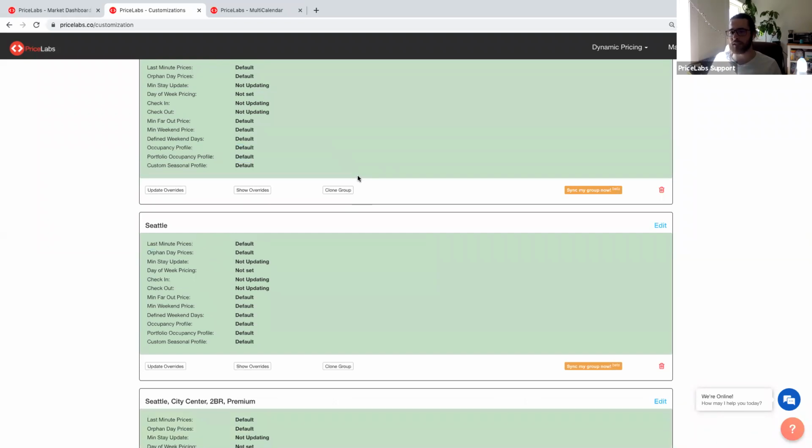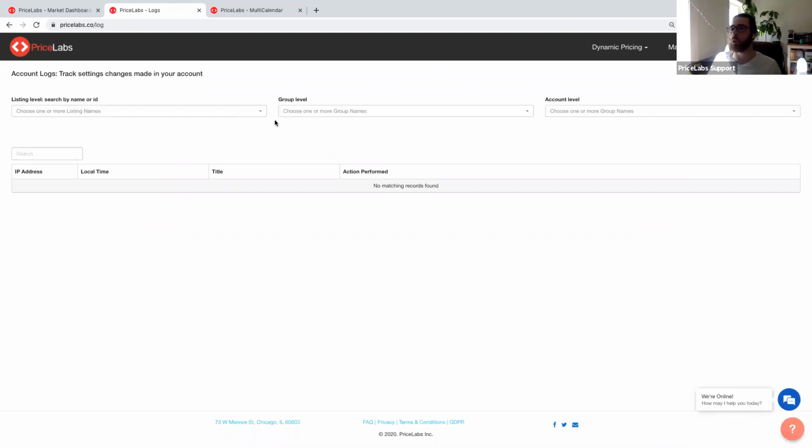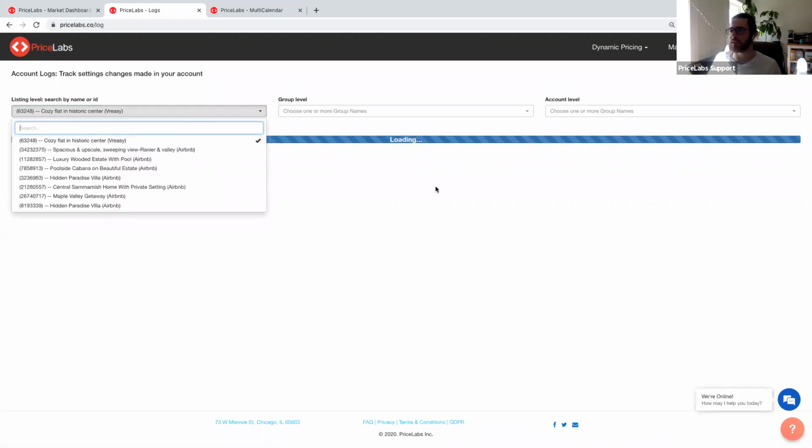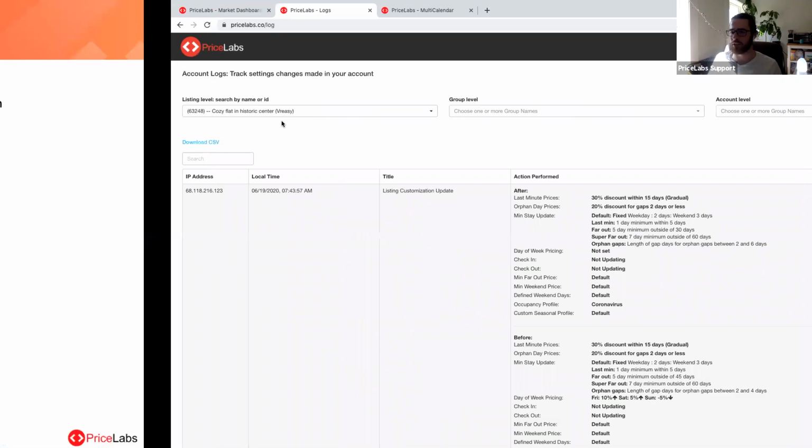Additionally, if you do see something that you say, hey, I have no idea why I have a 70% last minute discount going into play, under accounts here, we have our logs page, where for each of your listings, you can basically see when these different overrides were adjusted here. So if we look at listing name, you'll see a list of every time any change was done to any listing here. So you can track when those were put into place, by what IP address, and so on. So a good resource that is often overlooked there.